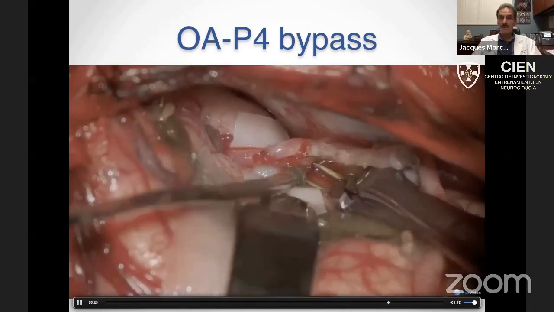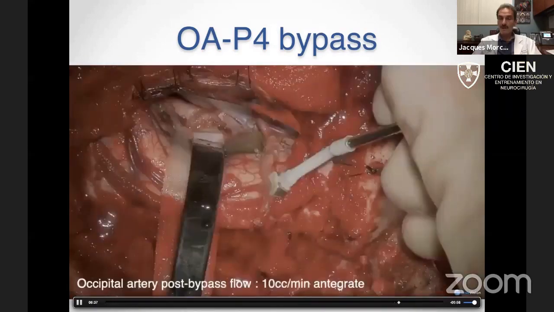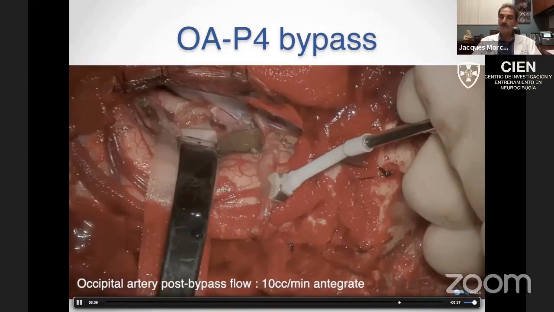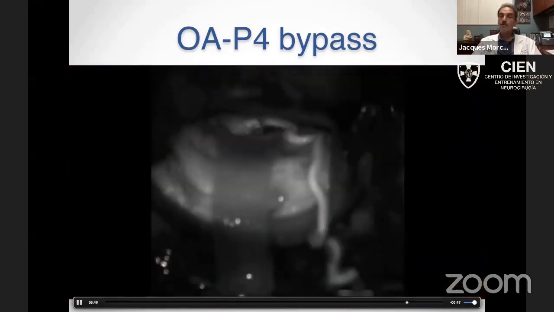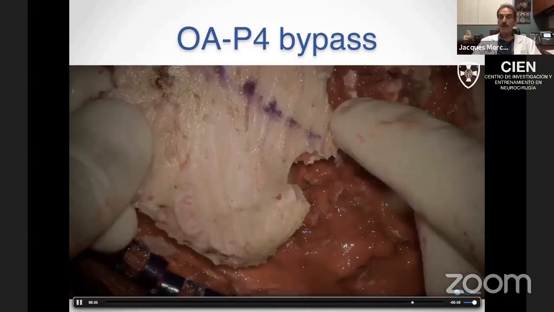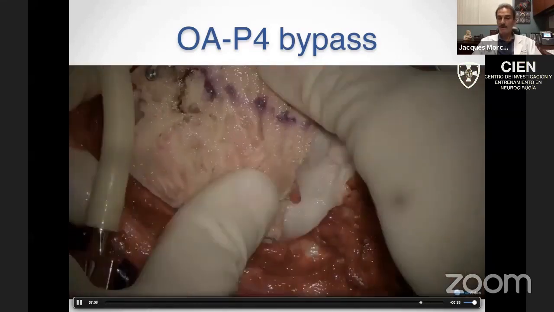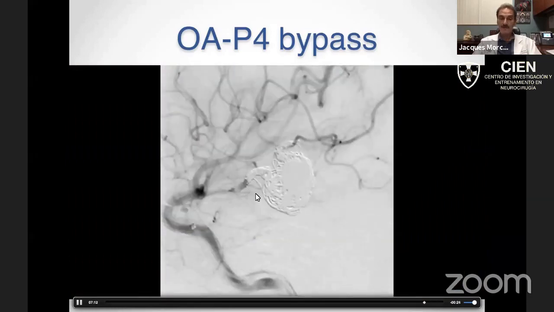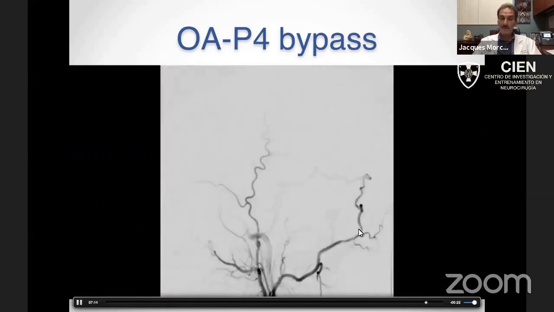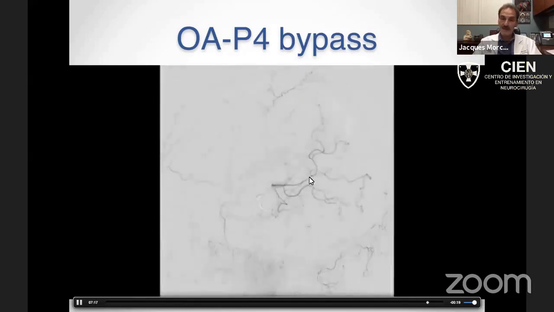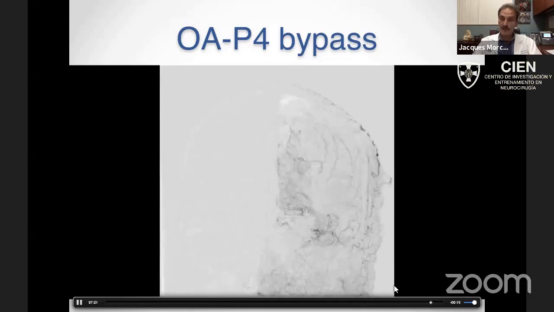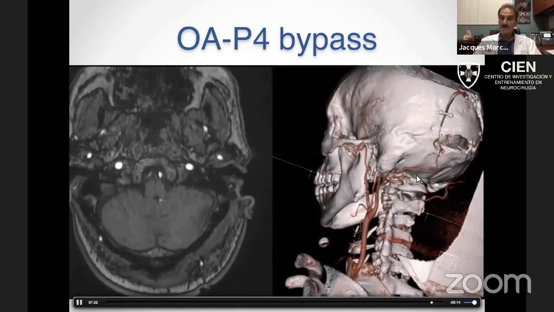And then at the completion, looks good. And the flow at first is 10 cc per minute. Why? Because we have not occluded the PCA. Once we occluded the PCA, the flow in the bypass, of course, went up. And there it is after occluding the PCA, and you will see the patent bypass. Here is the bypass, very nice anastomosis right there, occipital to parieto-occipital artery. Here it is in 3D.